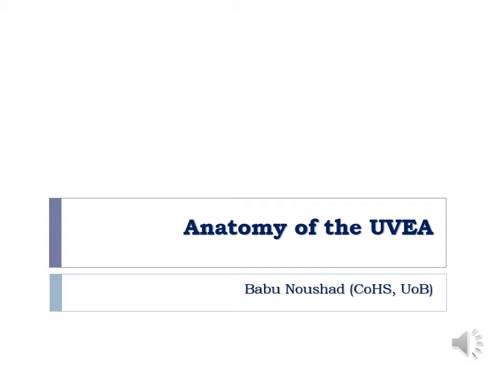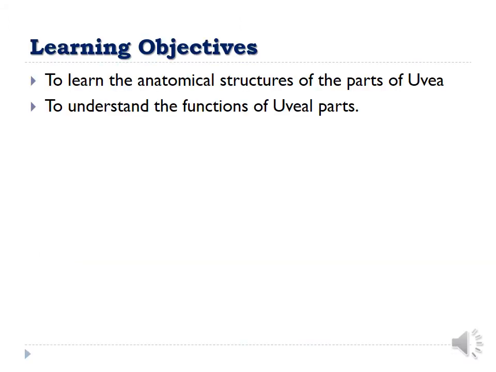Today we'll be discussing the anatomy of the uvea. In this lecture we'll be learning about the anatomical structures, or parts, of the uvea, what the different parts of the uvea are, and also to understand the different functions of the uveal parts. We already know the parts of the uvea. There are three basic parts which we'll be discussing in the next slide.